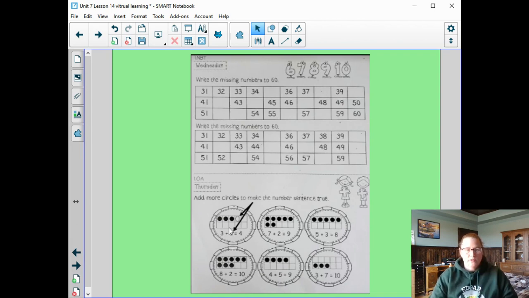So I will show you the first one here. It's an example. It says 3 plus 1 is 4. Well, right here, they only had 3 dots drawn. They had to draw 1 more. Here, you have 7 dots drawn. You need to draw 2 more dots to show 9. Okay, so finish that up.